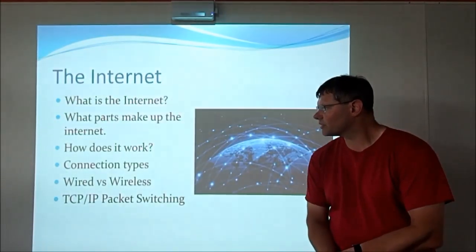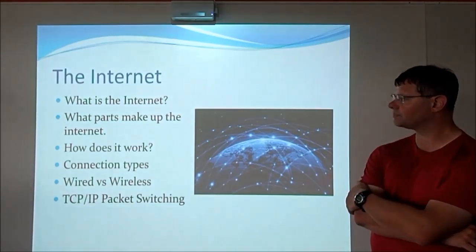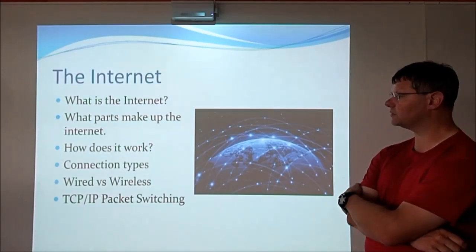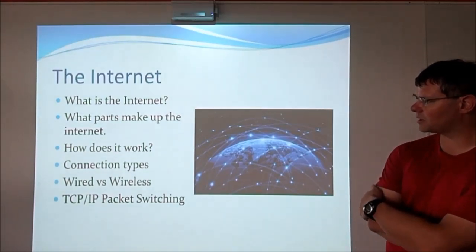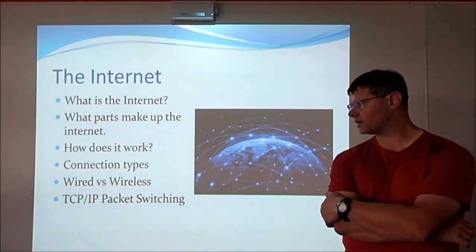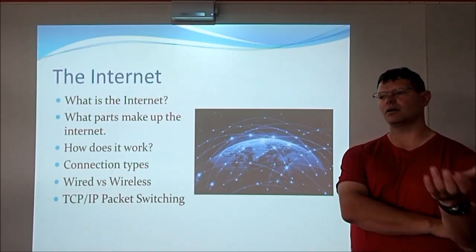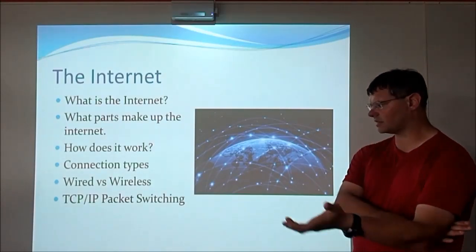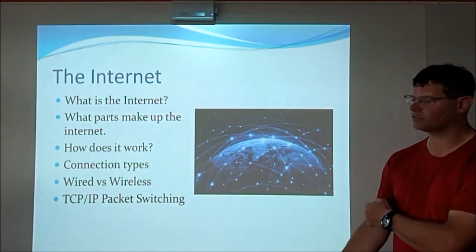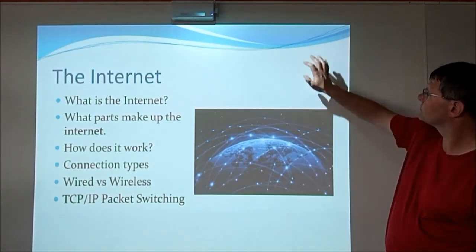Right, so things we're going to be looking at. What is the internet? So quick definition of that. We're going to be looking at what different parts or what different components make up the internet. We're going to talk about how the internet works. We're going to talk about different connection types. We're going to look at how wired connections match up to wireless connections and the other way around. And we're going to be looking at TCP/IP or packet switching as a way of distributing information around the internet.